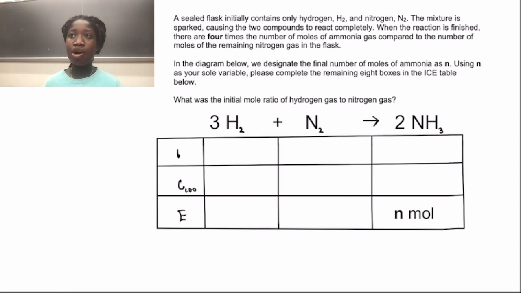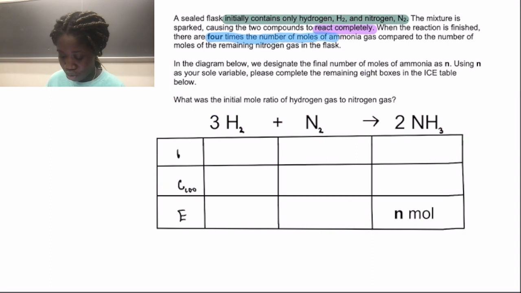Now, as I read the problem, we of course are going to be highlighting the important information. So we have a flask containing initially only hydrogen and nitrogen. We're going to be having a reaction, and these two compounds will react completely. When it's finished, there are 4 times the number of moles of ammonia gas compared to the number of moles of the remaining nitrogen gas in the flask.